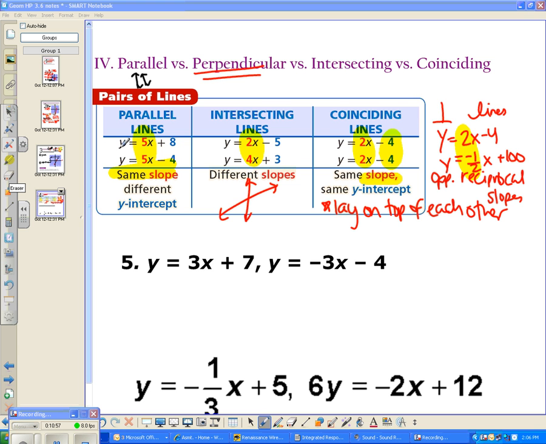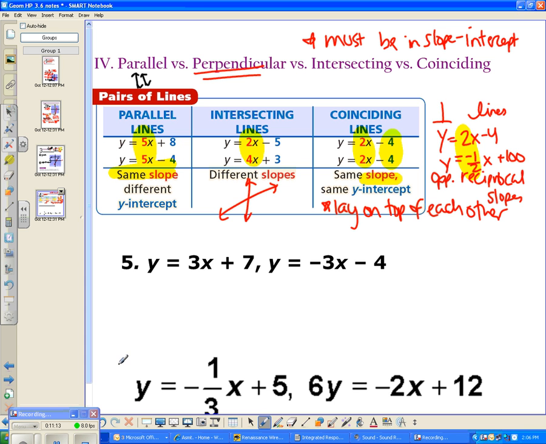Okay, notice also in all of these that these are all in y equals mx plus b. They're all in slope-intercept form. So it must be in slope-intercept form if you want to use this shortcut. Okay, and that might help you out with number 6.